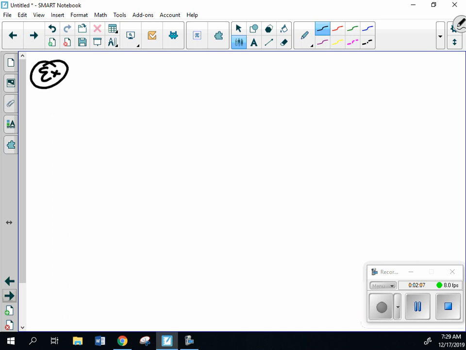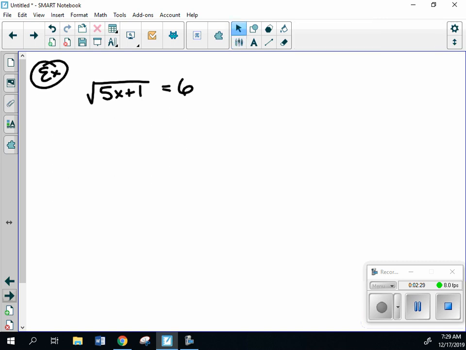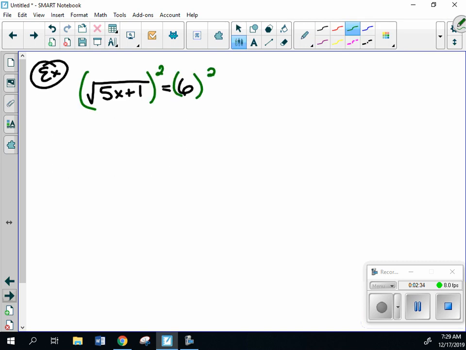So let's say that I have the square root of 5x plus 1 equals 6. Step one was to isolate the radical term, meaning you need just the radical on one side. Looking at our situation here, we already have that. So step one, check. Step two, square both sides to eliminate the radical. When I do that, the square root and the square cancel each other out. So I'm left with 5x plus 1 equals 36. Step two, check.